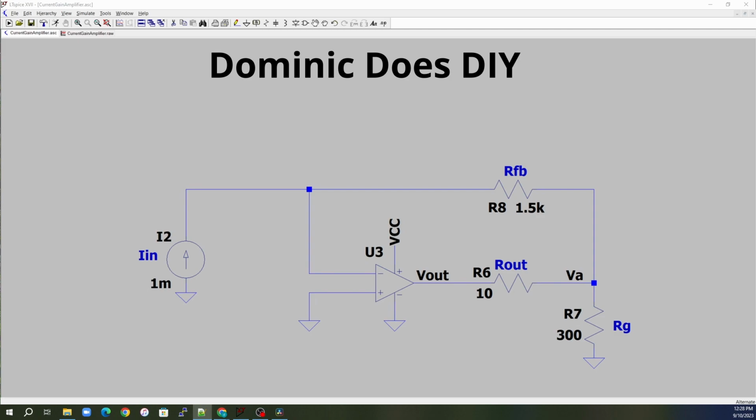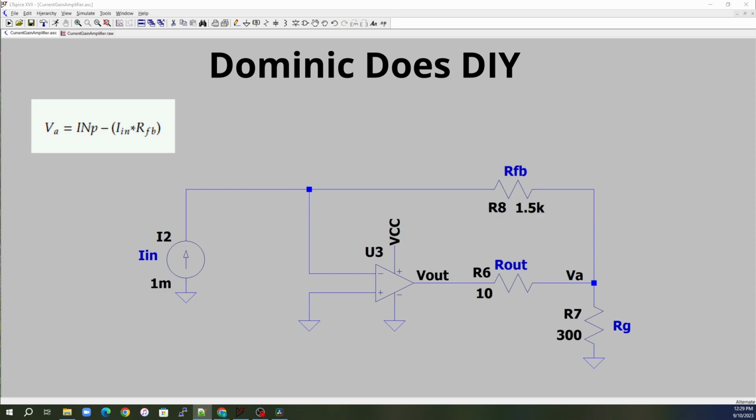Okay, so for part 1, we need to analyze the circuit. We know no current can enter the op-amp at the input nodes, N plus and N minus, so all current has to go through the feedback resistor, RFB. We also know that N plus equals N minus, which is equal to 0. So voltage at RG, which is labeled as VA in this diagram, equals N plus minus input current times the feedback resistor. Already we can see an issue.